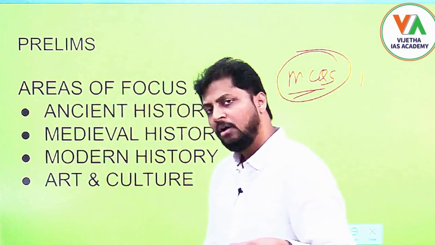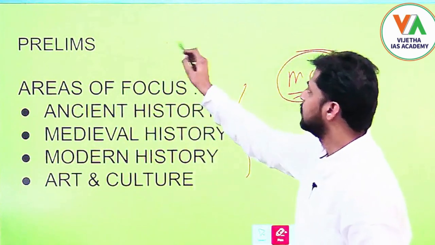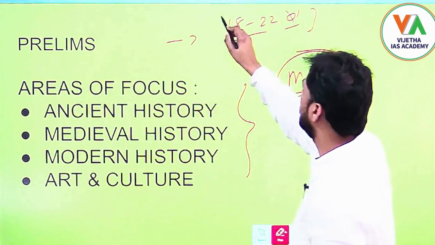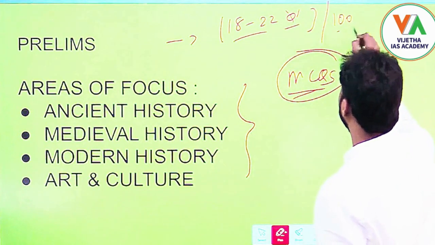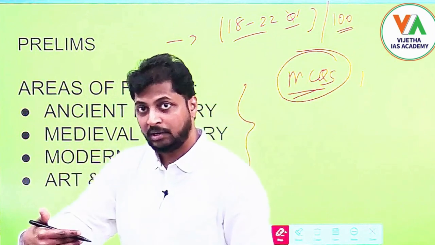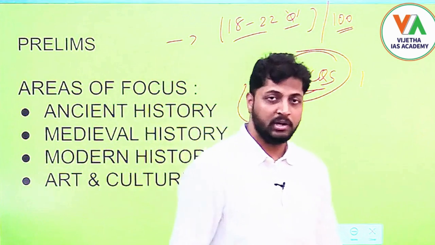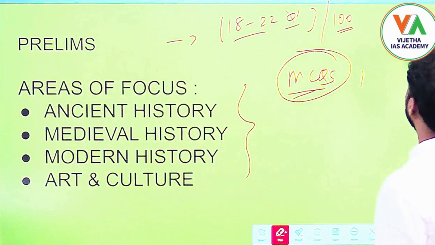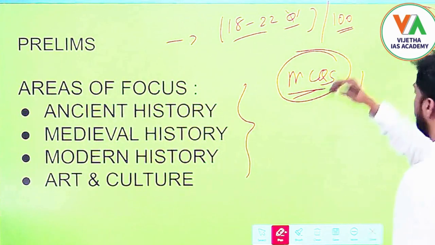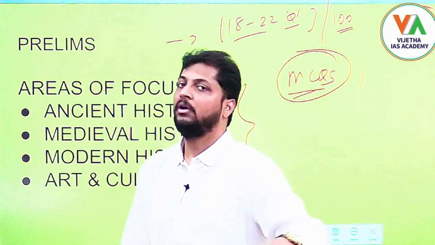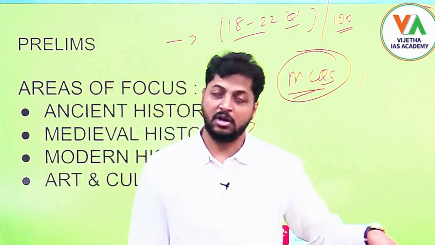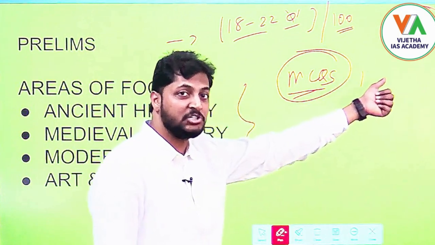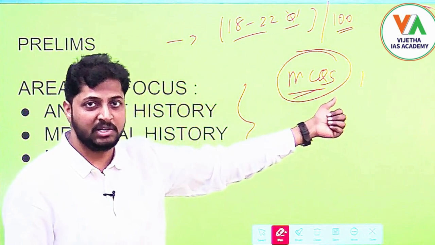Suppose we take prelims: you will get nearly 18 to 22 questions out of 100, which means anywhere between 18% and 20%. So on average you can get 40 marks out of 200 in the prelims, which, according to the current trend, is almost half of the cutoff marks. That is the major chunk that history plays in the prelims examination.